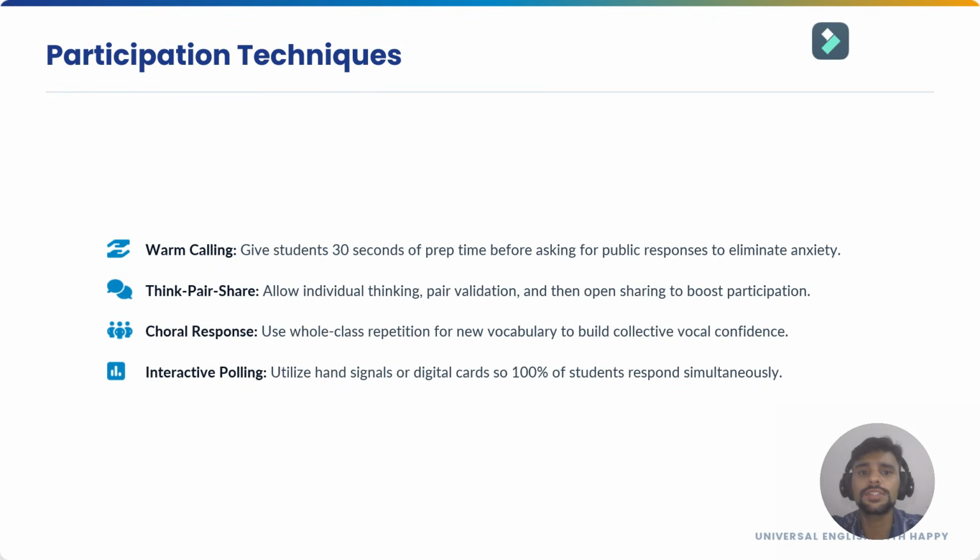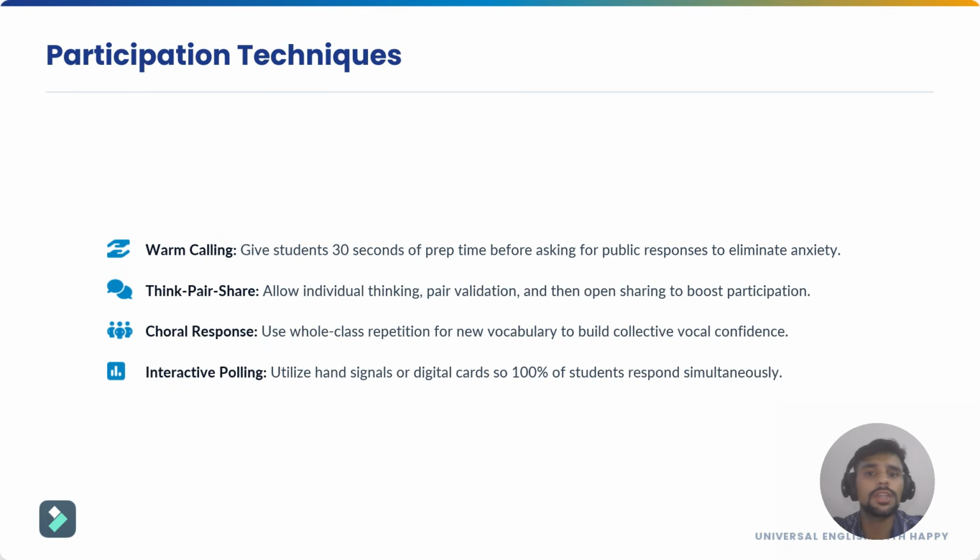This gives students time to formulate their response in English before speaking publicly. Technique 2, think, pair, share. This is a masterclass classic. First, give students 1 minute of silent think time to write down ideas. Second, put them into pairs for 2 minutes to discuss and refine their answers together.